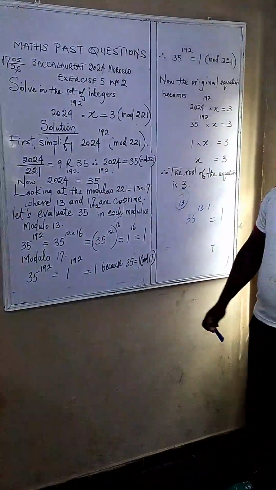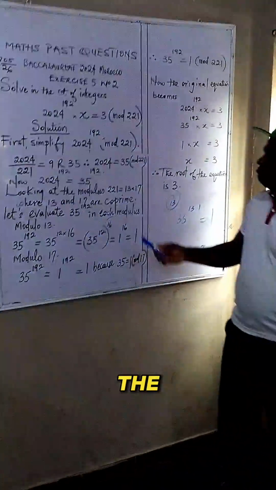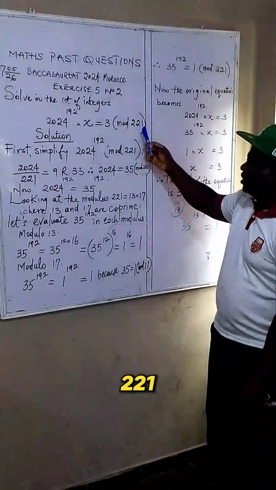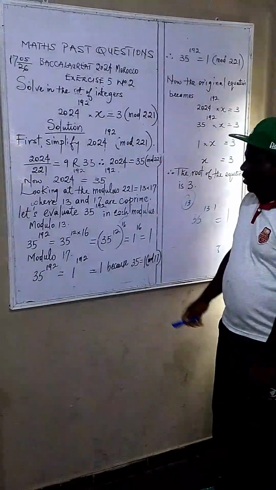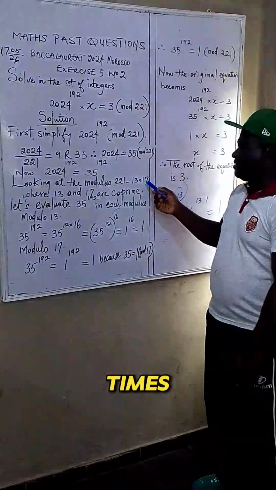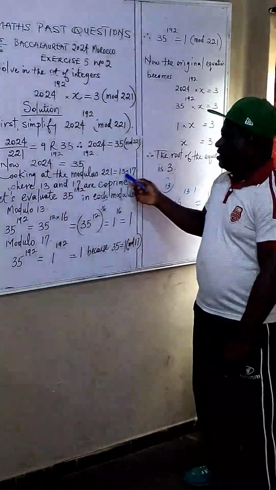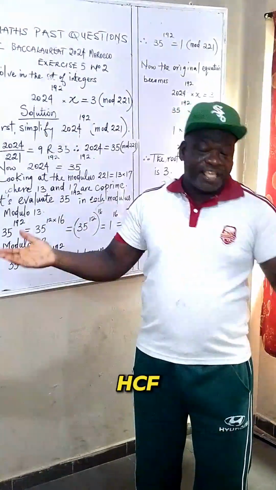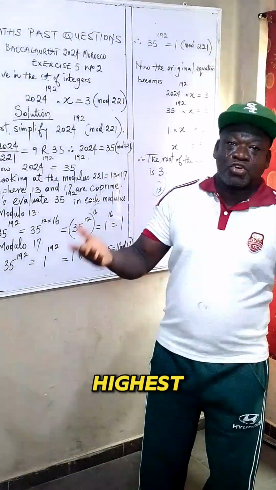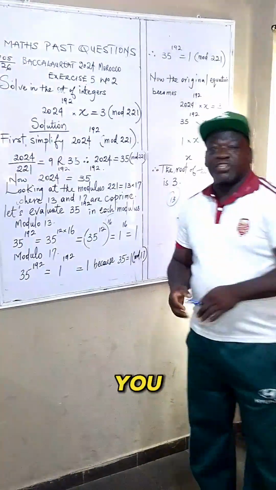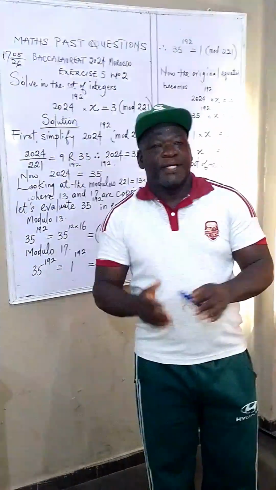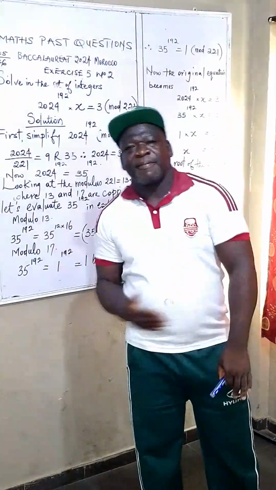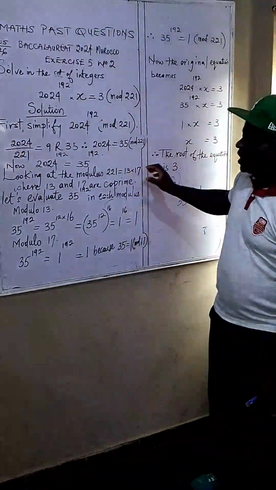Now, let's look at the modulo itself, 221. We can break it into what? 13 times 17. And these two numbers are co-prime. Co-prime means the HCF equals 1, the highest common factor. It's like you are doing a complex job. You can divide this into segments. So we are dividing this work into two segments.